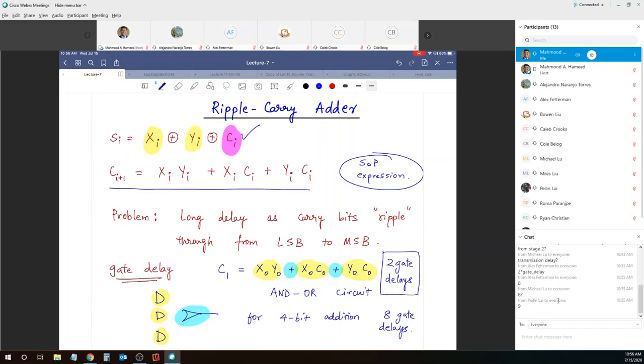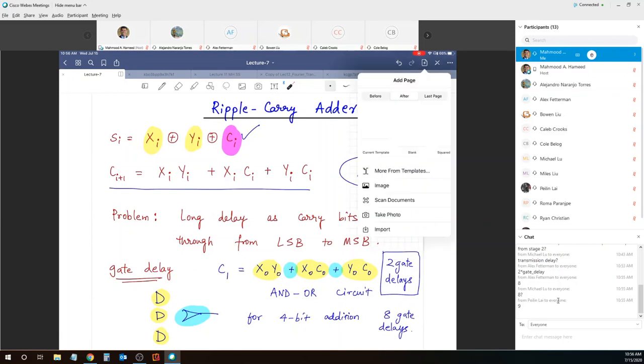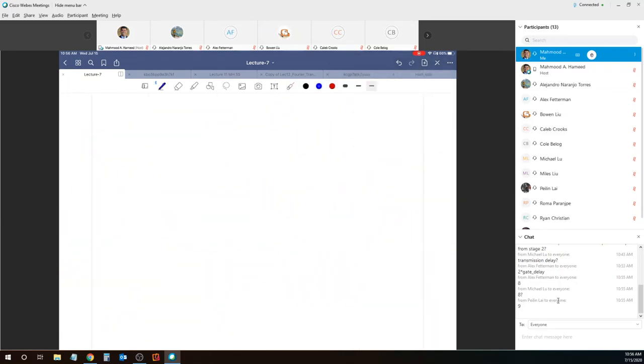Now, let me ask you this. When you were considering only 1 bit, you had 2 gate delays. When you went for 4 bits, you had 8 gate delays. Using this, can you guys tell me how many gate delays would it involve to add n bit numbers? For n bits? 2 times n is absolutely right.